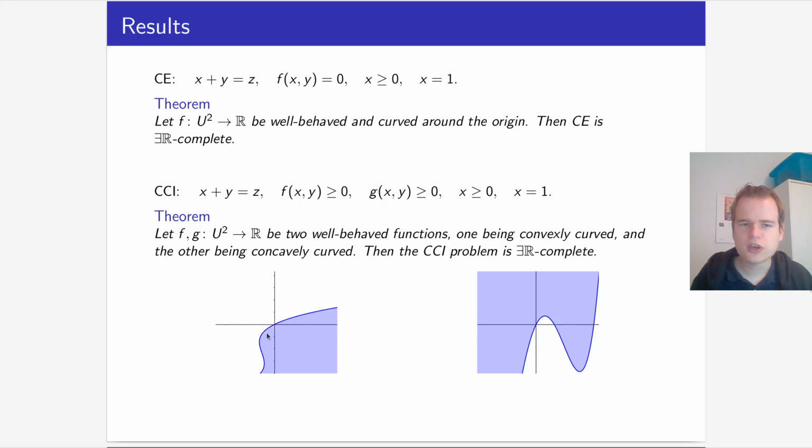But note that if you have such a curve, then this basically divides the region around the origin into two regions. So one where f is positive and one where f is negative. And because this curvature is non-zero, one of these regions will be basically convex around the origin if you restrict it to some small ball around the origin, and the other one will be concave. And now what we require is that one of these inequality conditions encodes such a convex condition, and the other one encodes such a concave condition. And if this is satisfied, then our problem is also ER complete.